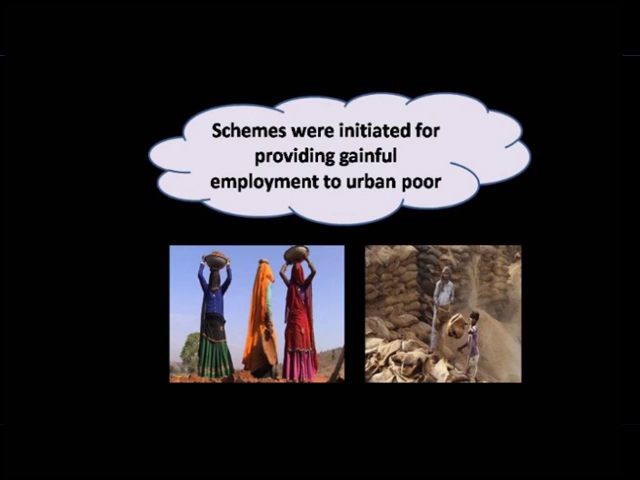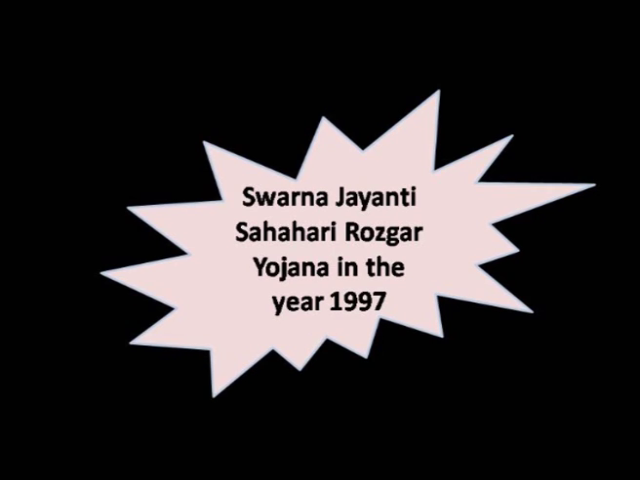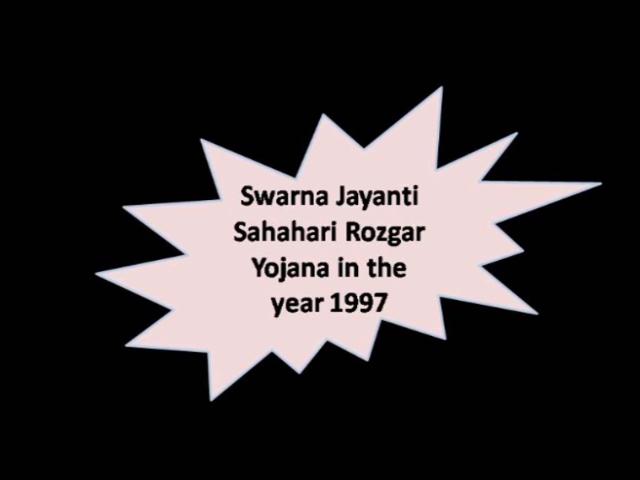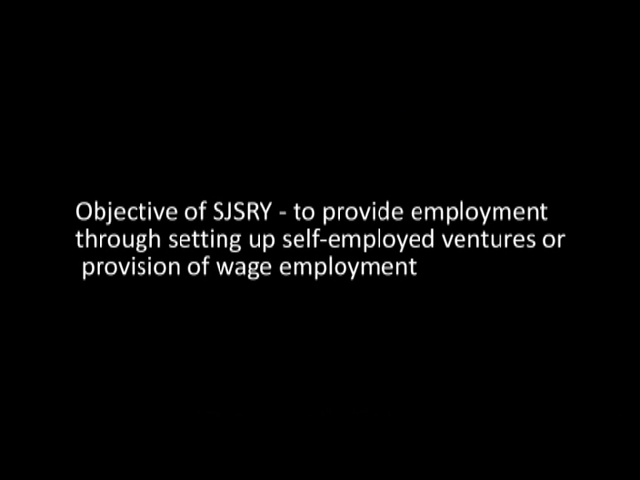Apart from the problem of housing, a few schemes were also initiated for providing gainful employment to the urban poor. The Nehru Rozgar Yojana, Urban Basic Services for the Poor, and the Prime Minister's Integrated Urban Poverty Eradication Program were some such schemes. These were later merged into Swarna Jayanti Shahari Rozgar Yojana in the year 1997. The key objective of the SJSRY was to provide gainful employment to the urban unemployed or underemployed through the setting up of self-employed ventures or provision of wage employment.